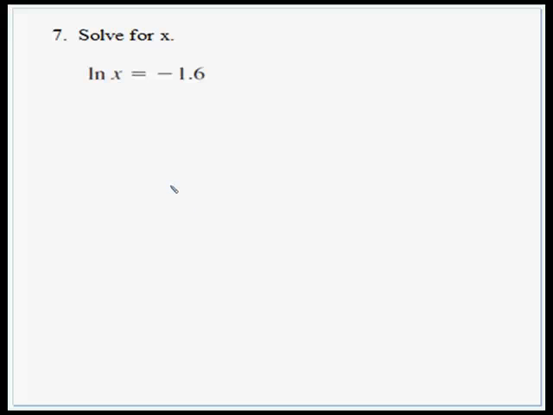Number 7. Solve for x. The ln of x equals negative 1.6. Well, if we're solving for x, we've got to spring that x out of the natural log jail. How do we get the x away from the natural log? We exponentiate each side to the natural base. E to the ln power cancels, so we have x equals e to the negative 1.6.